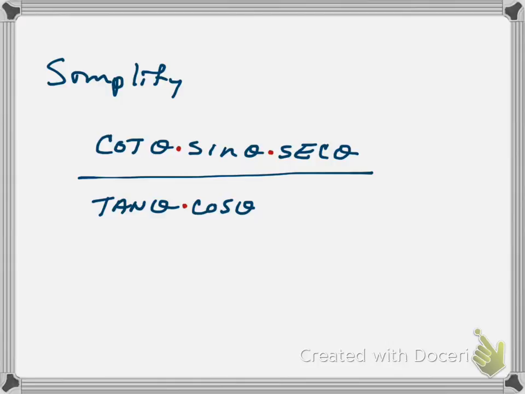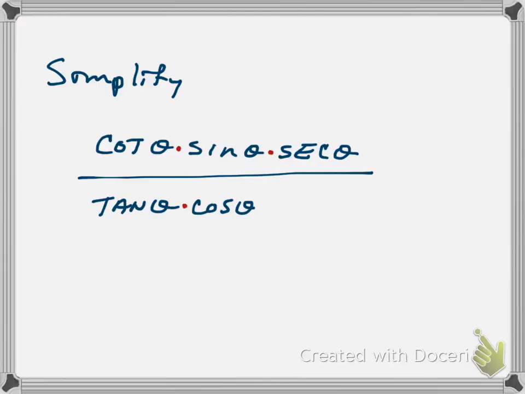Okay, I'll help you with this one. This one has 5 different trigonometric functions, which is ridiculous. It should be against the law to have 5 different trigonometric functions in one problem. It's overwhelming. I don't want 5 different trigonometric functions in my problem. So what I'm going to do is I'm going to change everything to sines and cosines. That's what I'm going to do.